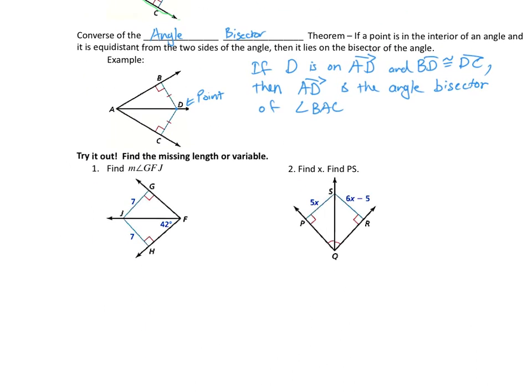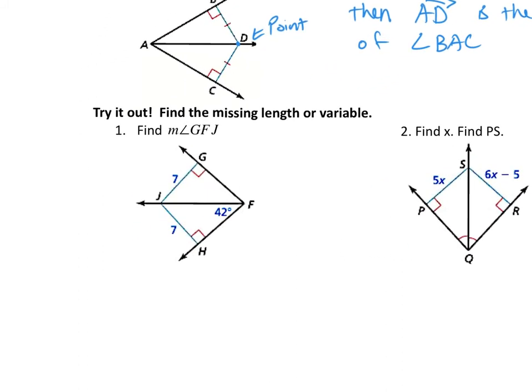So let's put some of this into practice right here. Angle bisector is basically saying one angle has to be congruent to the other. So if one angle is 42, I guarantee you the other angle also has to be 42 degrees. And it says find the measure of angle GFJ. Well, GFJ is what, 42?